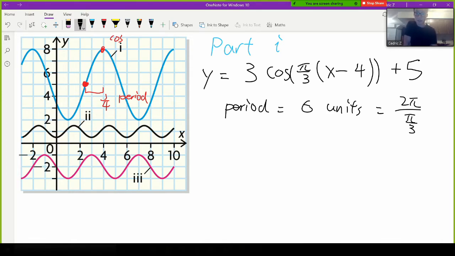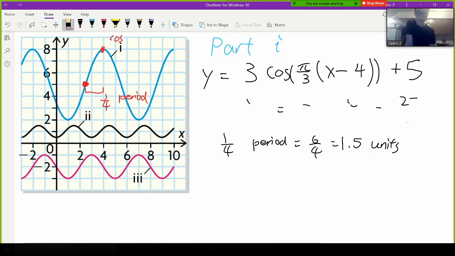So that means a quarter of a period is actually 6 over 4, or 1.5 units. Right? So my sine graph relative to my cosine graph is just 1.5 units to the left of the cosine graph. Does that make sense? So if I really want to shift this from a cosine to a sine, here's what I do.